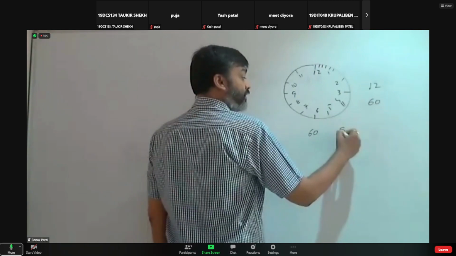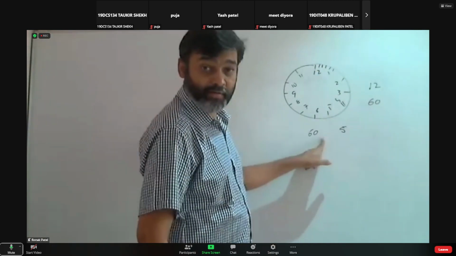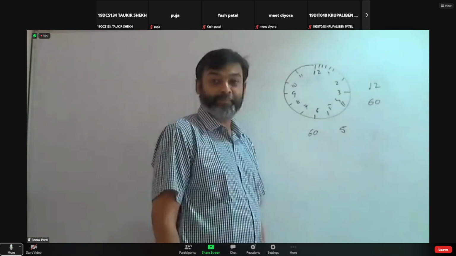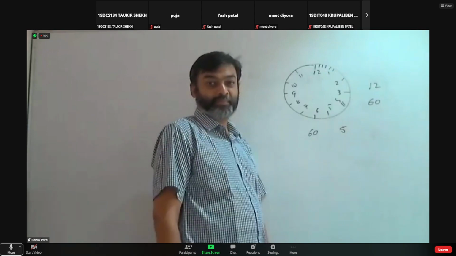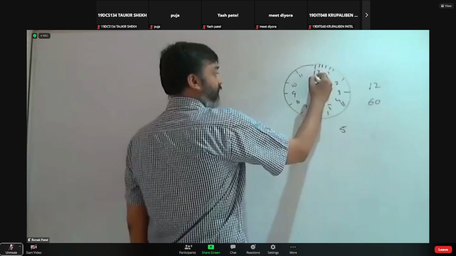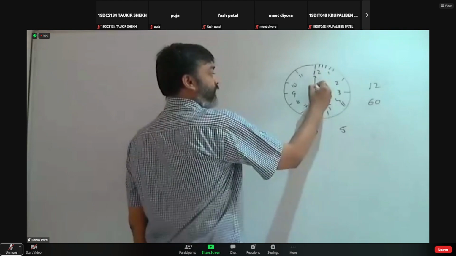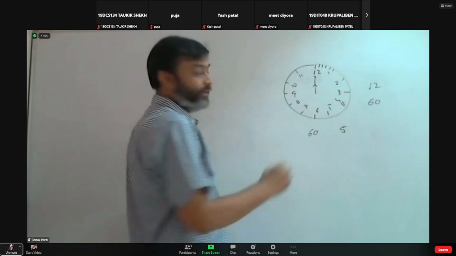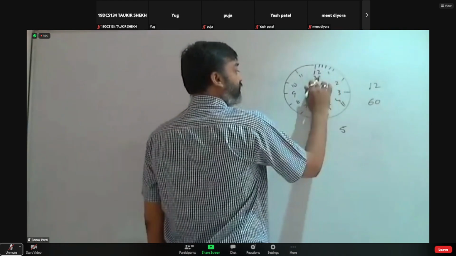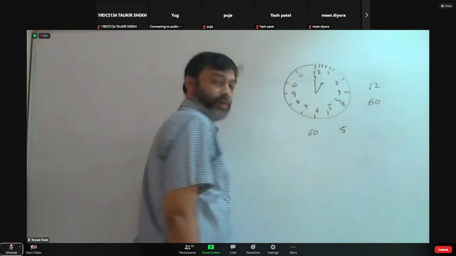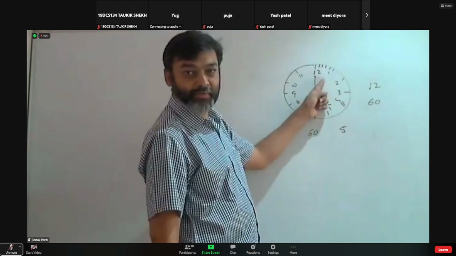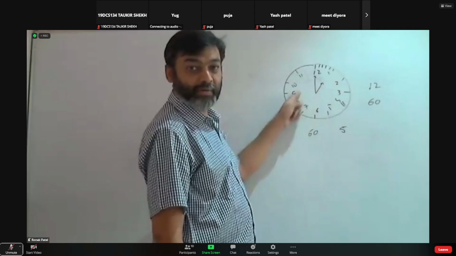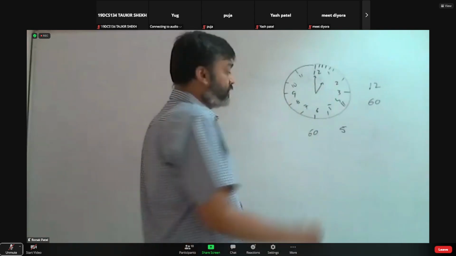The hour hand covers only 5 parts, not 12 parts. If you take a case that both the hour hand and minute hand are here, after 1 hour, the hour hand will be here. So the hour hand must have covered 5 parts, while the minute hand must have covered 60 parts. So this is the ratio.